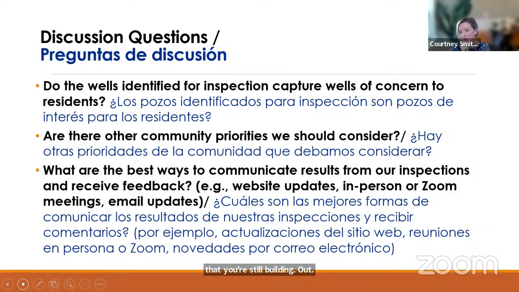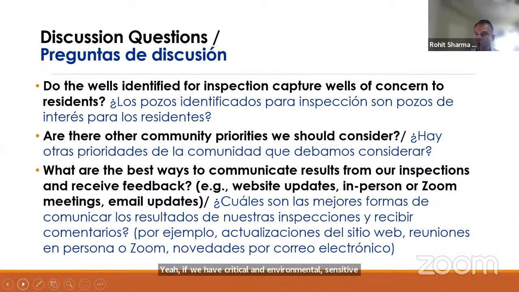Rohit, do you have a sense off the top of your head of what the current inspection plan might hit in Lost Hills? To start with Jasmine's first point. Yeah, if we have critical and environmental sensitive wells in Lost Hills, we'll definitely focus on those wells. We will conduct all the prioritization inspection in our jurisdiction, which comes under Central District. It's any critical well or environmental sensitive well within the current county. Doesn't matter where it lies.